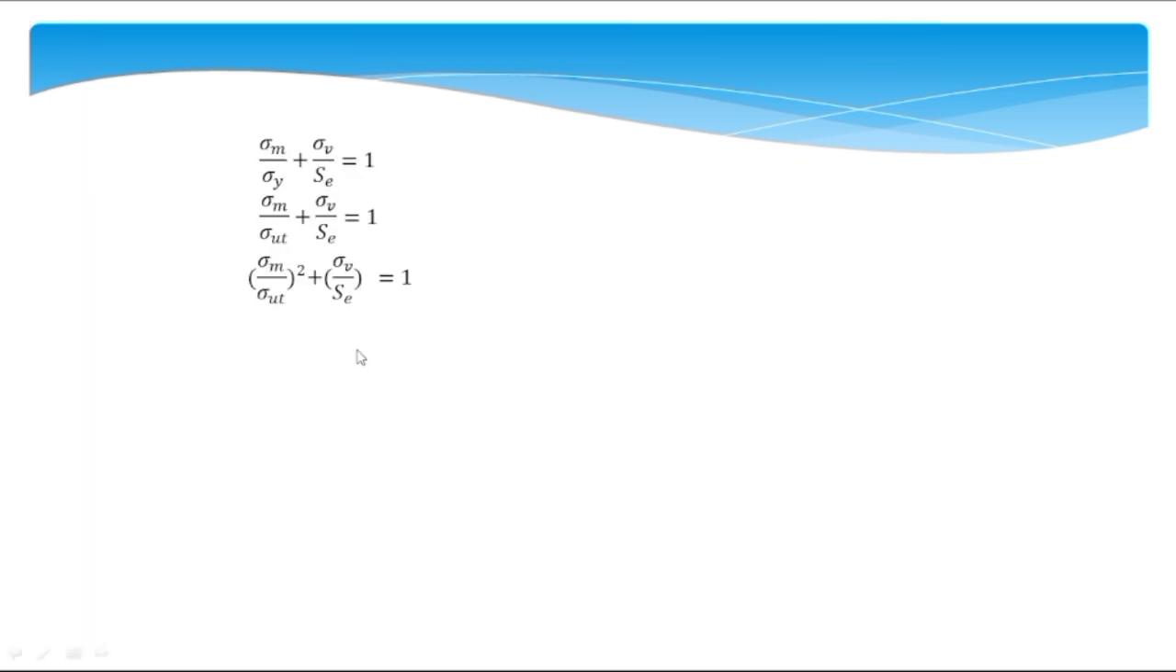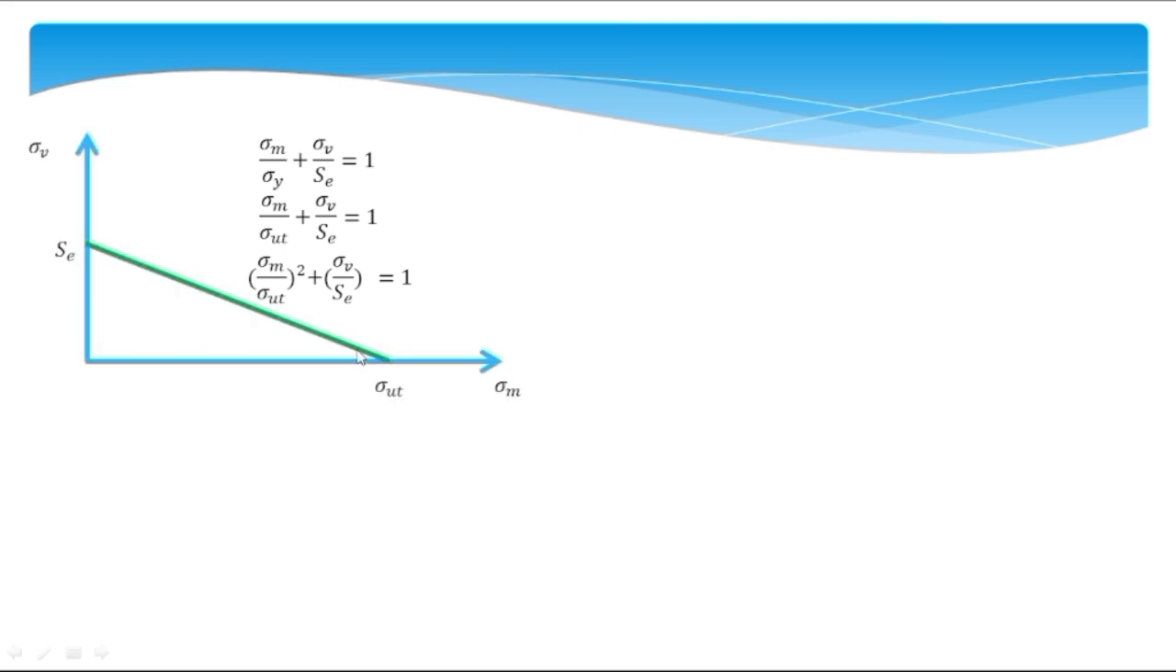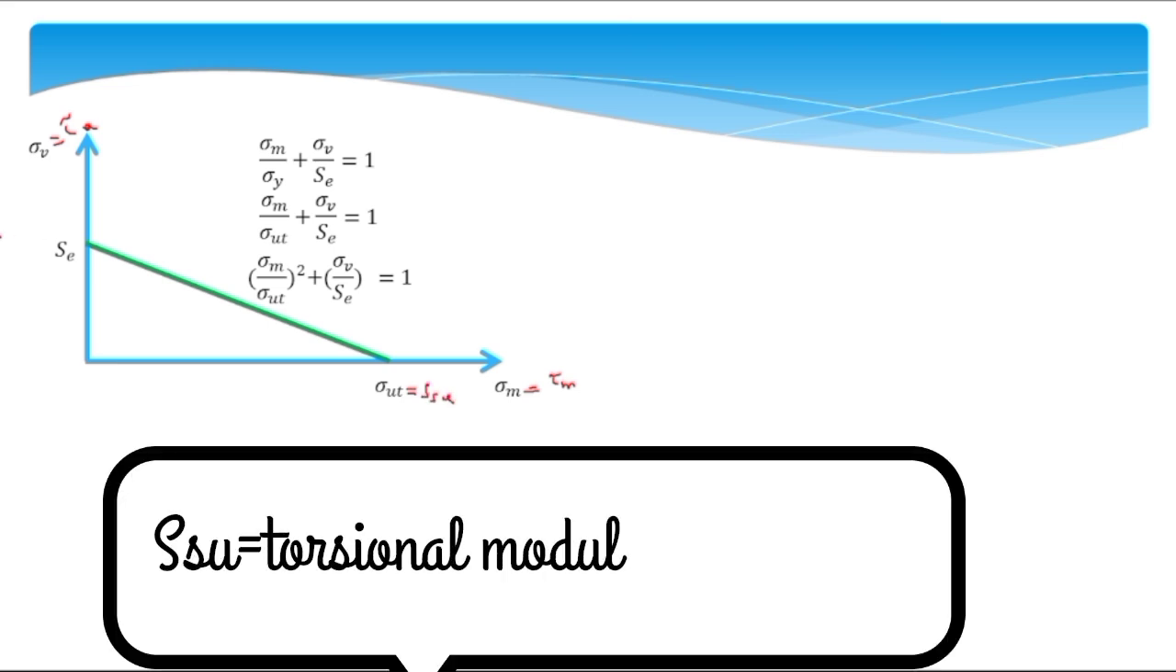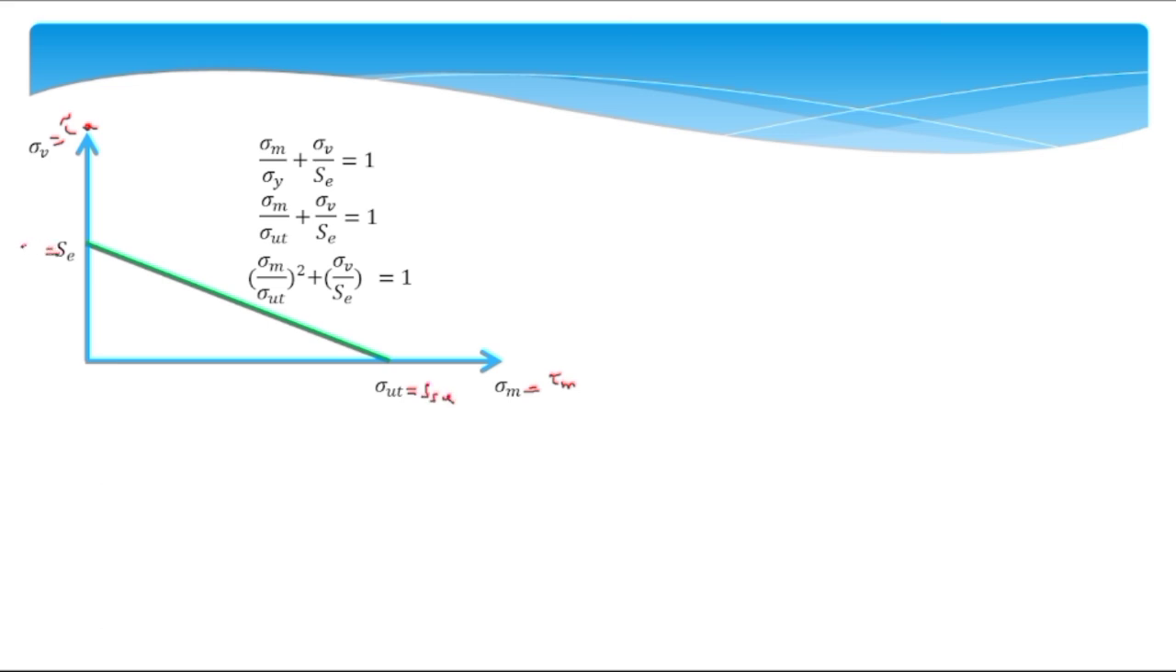So these were the equations for different failure criteria. Now let's take the Goodman line for the understanding purpose. Now you know that in case of the spring, there will be shearing stress in the spring, so this sigma v should be replaced with tau v or tau a, and this sigma mean with the tau mean, and similarly this sigma ut should be replaced with Ssu, and Se will be replaced with Sse.